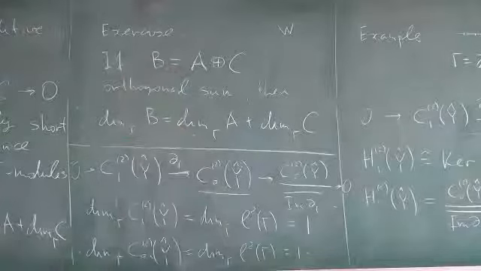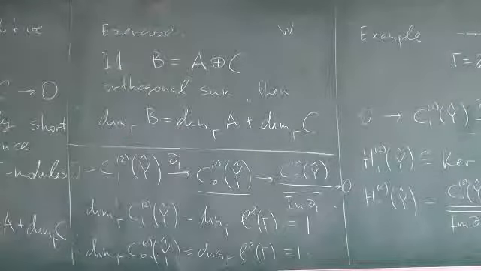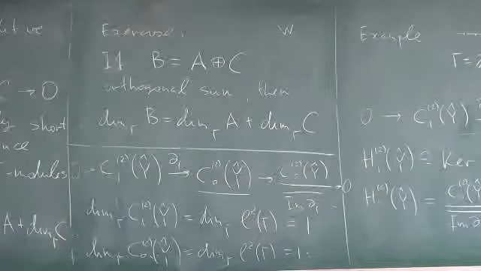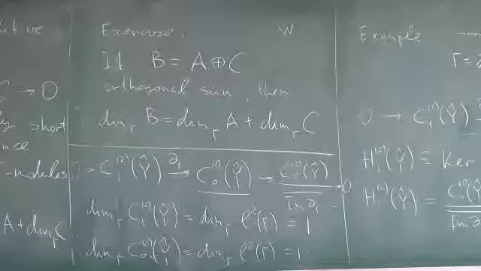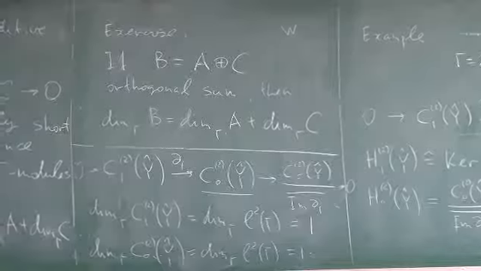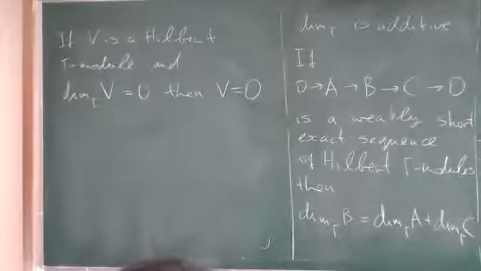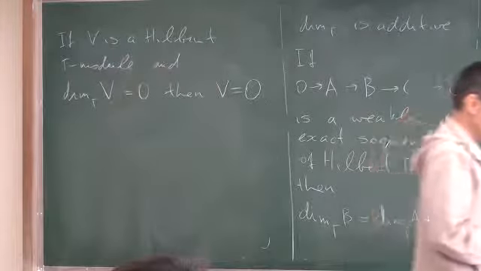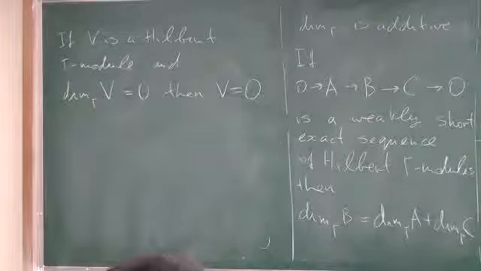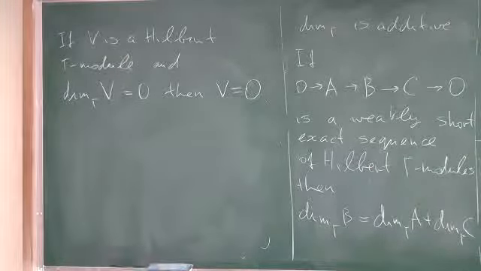And that's another general statement that one can give. If V is a Hilbert gamma module, and the dimension of V over gamma is 0, then what? Then V is 0. Just as with finite dimensional vector spaces. How do you prove this? You use the definition that I gave at the beginning. If it's not, you argue by contradiction.